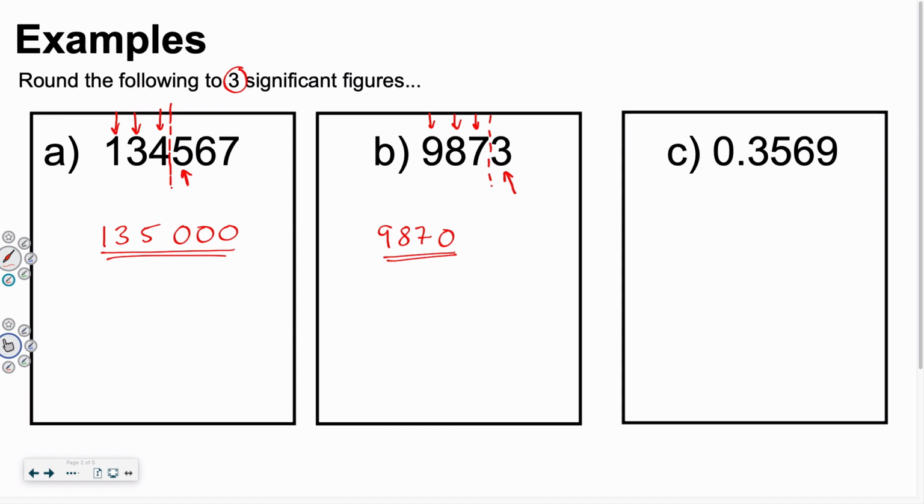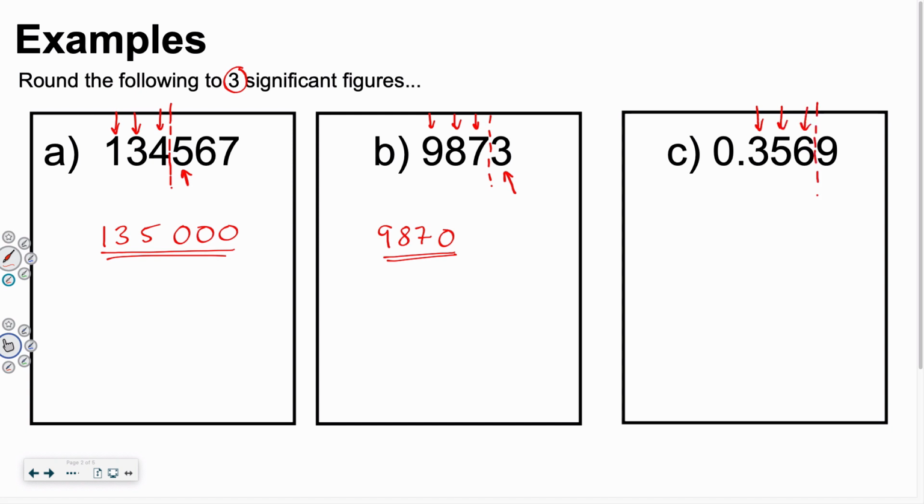Looking at part C, we've got 0.3569, and when we have a decimal, the 0 here does not count. So any 0 before numbers doesn't count, okay? So we start counting at our first non-zero digit. So 3 is our first non-zero digit, and we want three significant figures. So there's our first, second and third.